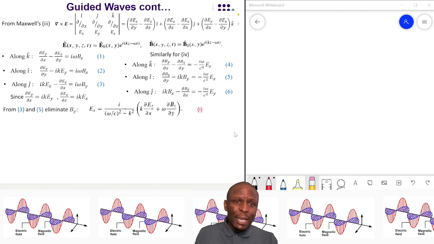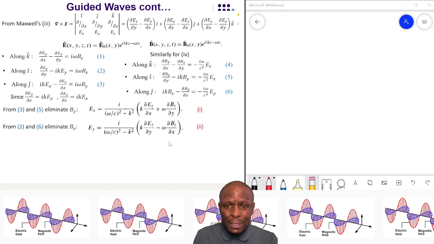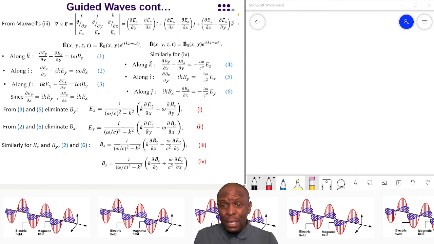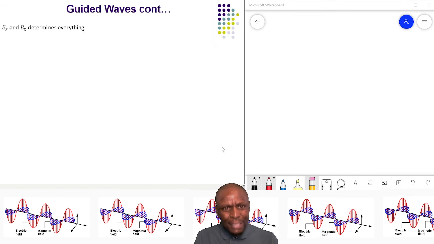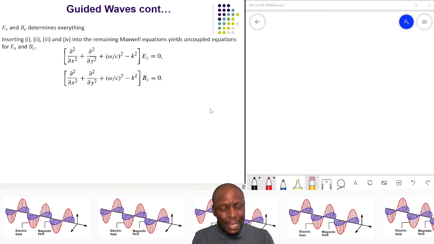Now if you eliminate By from 3 and 4, this is what you are going to have. If you eliminate Bx from 2 and 6, this is what you are going to have. And similarly, you can eliminate Bx and By from 2 and 6. With that, we can see that if we know Ez and Bz, we can tell what the electric field in X is. If you know Ez and Bz, you can tell the magnitude of the electric field in Y. If you know Bz and Ez, we can tell Bx, and we can also know By. Therefore, Ez and Bz determine everything.